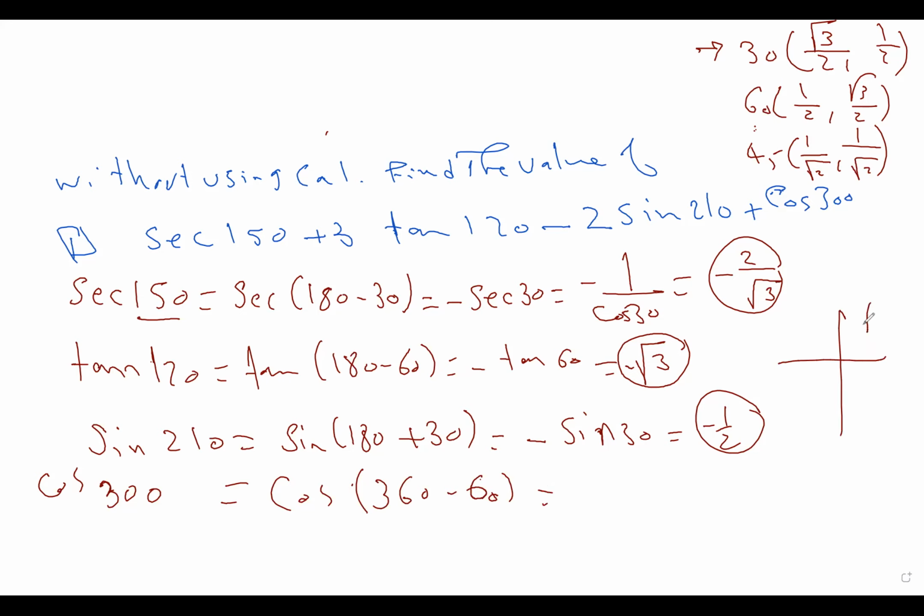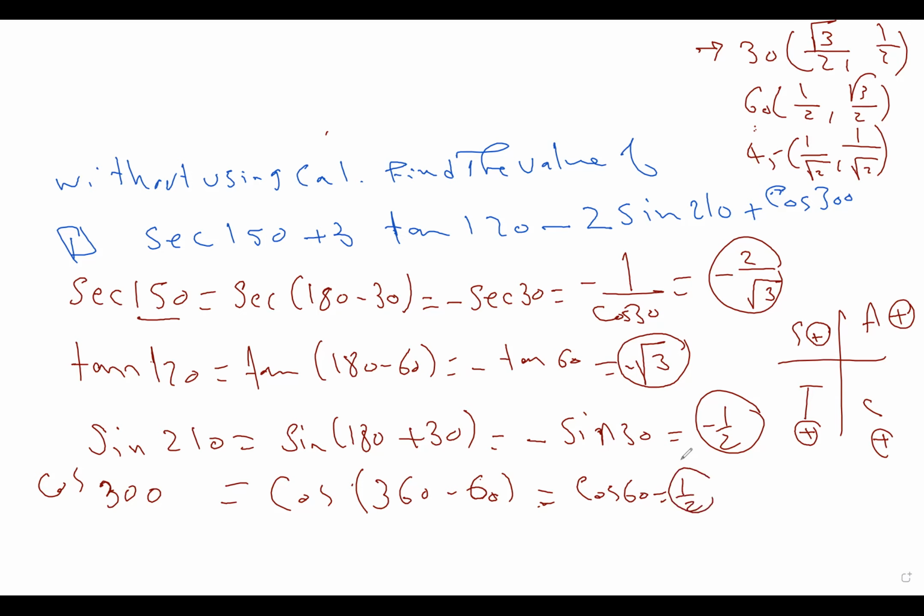ASTC, as I told you: the A means all, in the first quadrant all are positive. In the second quadrant is sine, so sine is positive. Tan is positive in the third, and its reciprocal, of course. Cosine and its reciprocal are positive in the fourth. So cosine in the fourth quadrant will be positive. So it will be cosine 60 equals half. For 60, the cosine is x, which is half.